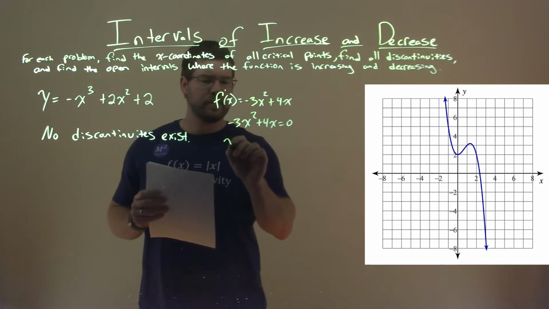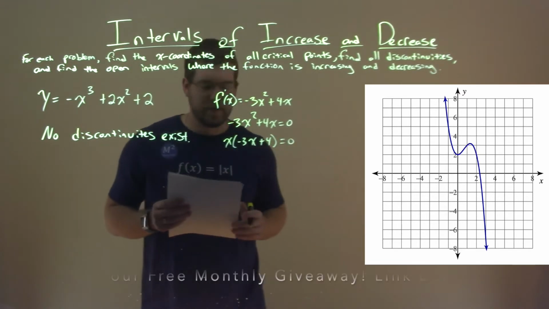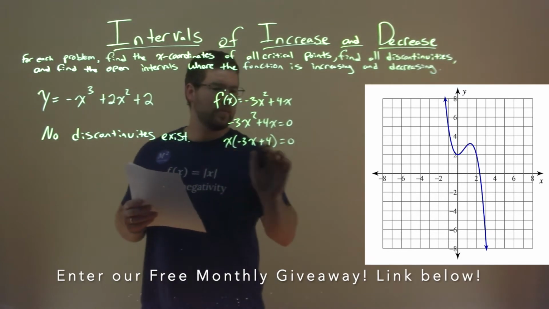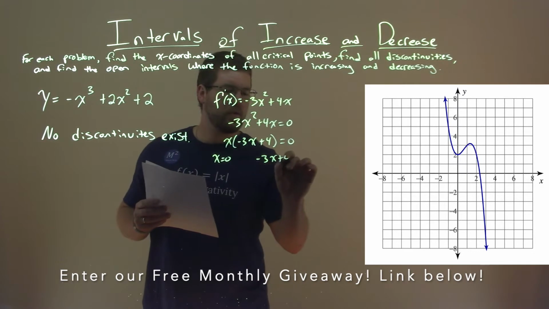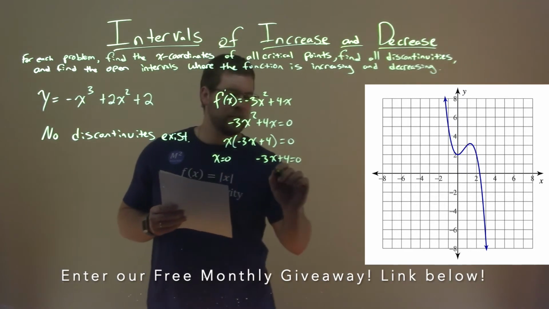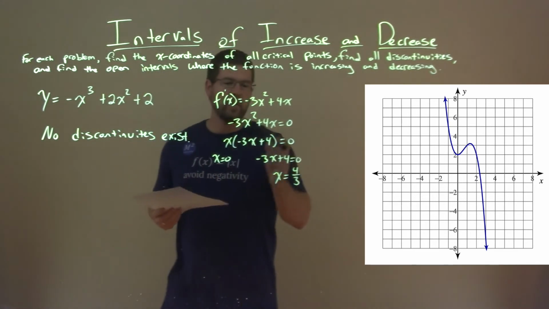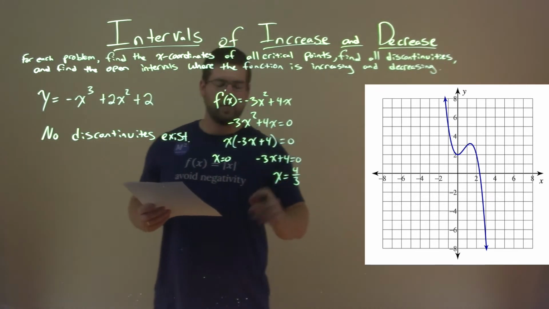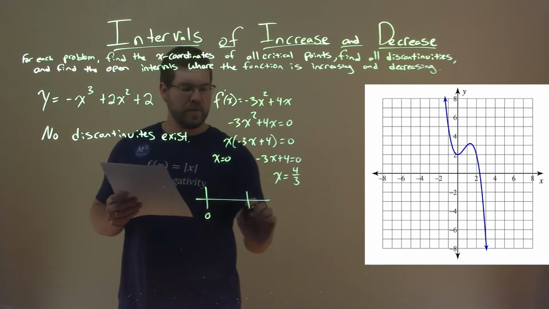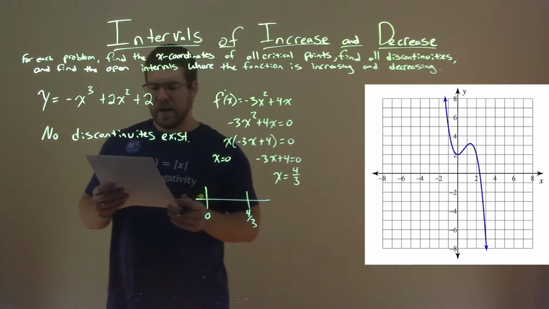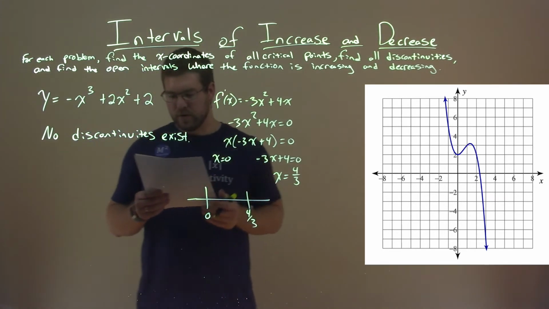Pull out an x here. x times negative 3x plus 4 equals 0. We set each part equal to 0, so x equals 0, that's one. Negative 3x plus 4 equals 0, and that comes out to be x equals positive 4/3. And so we have two values here, 0 and 4/3, so we make a little chart. 0 and 4/3, these are our critical points.